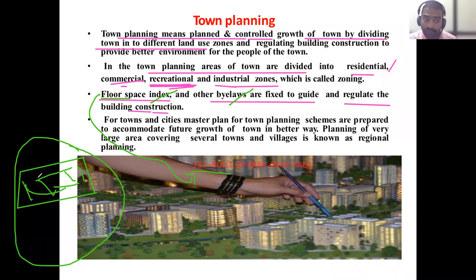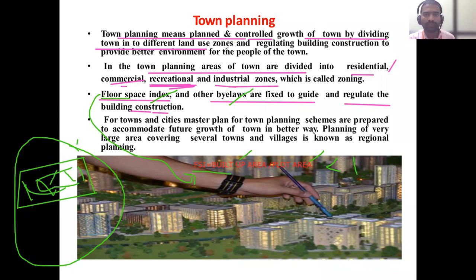I am building a house in this area. This entire area is the plot area. This is smaller, this is larger. It means the numerator is smaller and the denominator is larger. Always this is less than 1. Floor space index is always less than 1. So is this FSI clear? All of you write this one: FSI is equal to built up area divided by plot area.